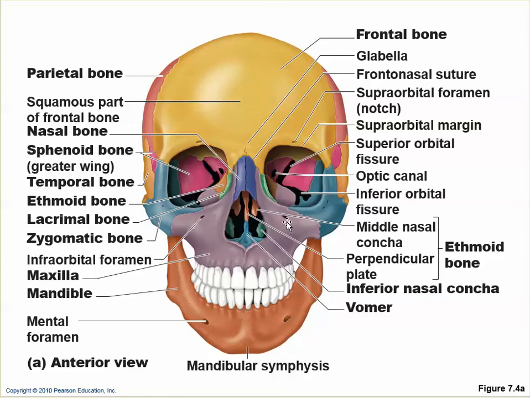We call the processes, the parts that stick out, by the name of the bone that they articulate with. So this process here would be the nasal process. This process here would be the zygomatic process. This part of it makes sense. It's easy to see and it's easy to understand.